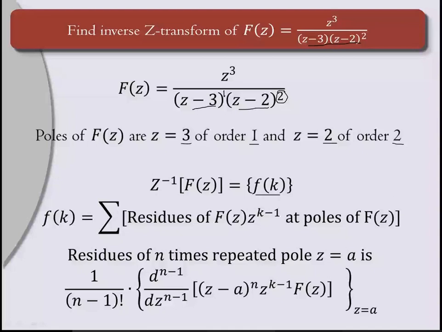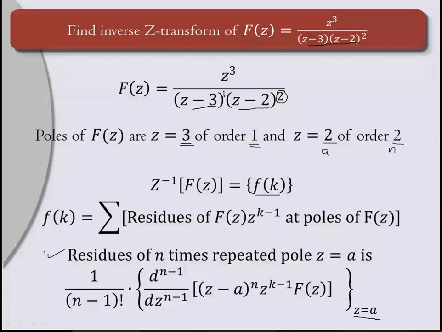And what is the formula for residue? Formula for residue is 1 upon n minus 1 factorial d raised to n minus 1 dz raised to n minus 1 z minus a raised to n z raised to k minus 1 f of z at z equal to a. Okay. Now just find the residue at each point. Take a equal to 3, n equal to 1, take a equal to 2 and n equal to 2. Okay, and use this formula.